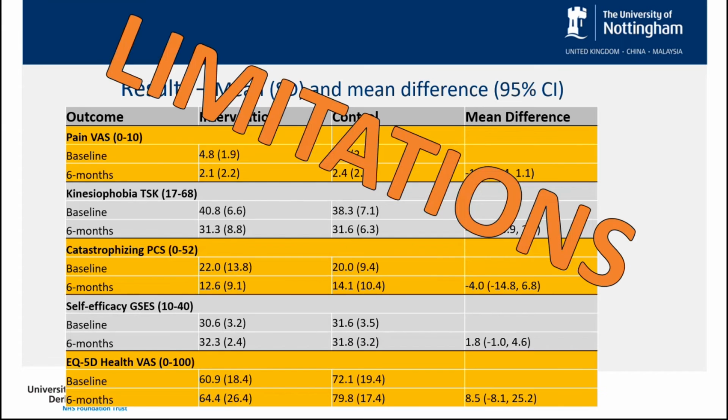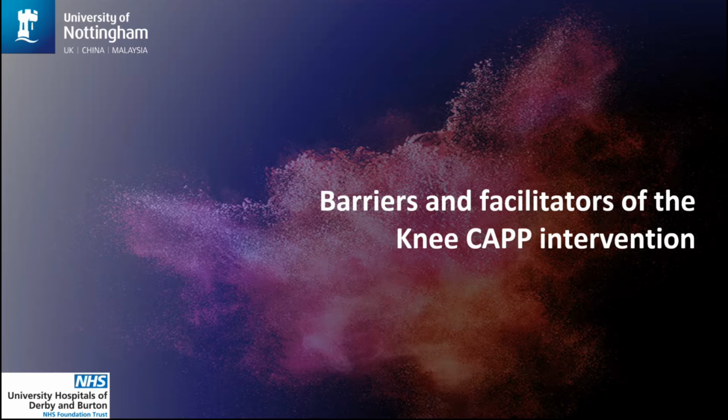But with the caveat that this was a low sample size. It was not powered to detect a significant difference, and indeed those results didn't show a significant difference, but there was a trend in favour of the intervention. Then a process evaluation, looking at barriers and facilitators to the intervention, which was aimed to assess the second part of the objectives of the trial.